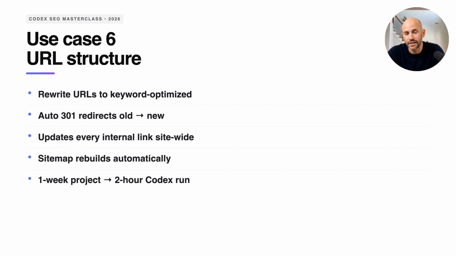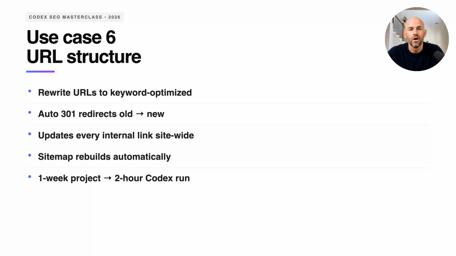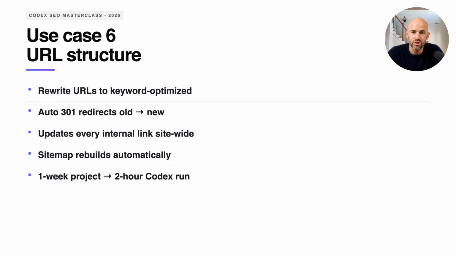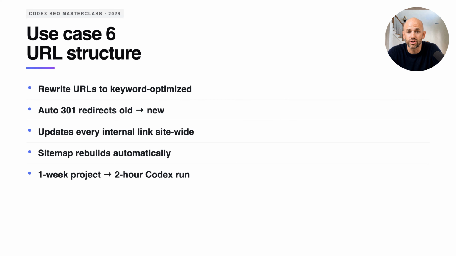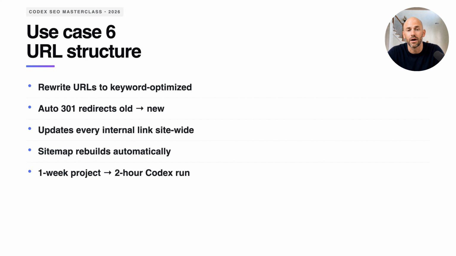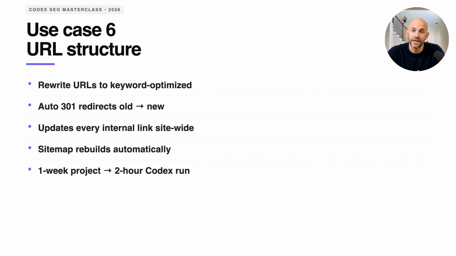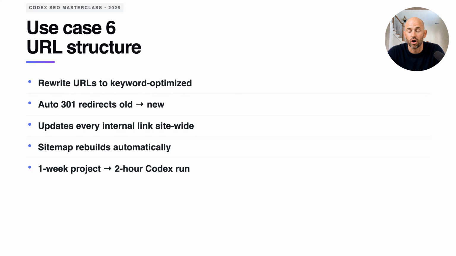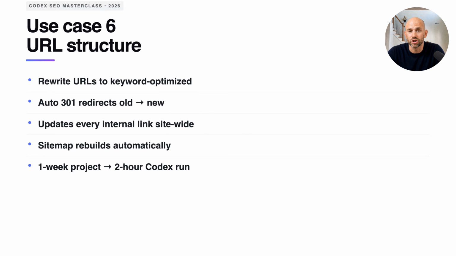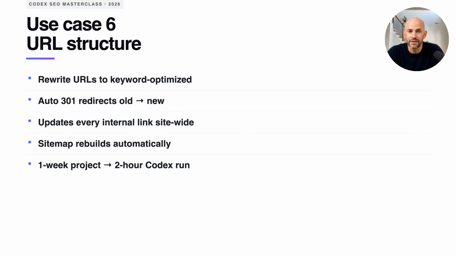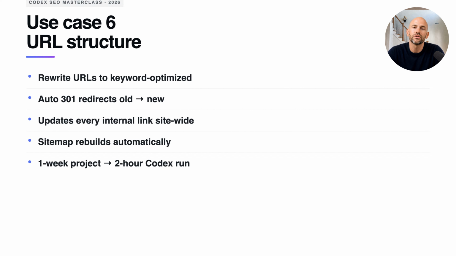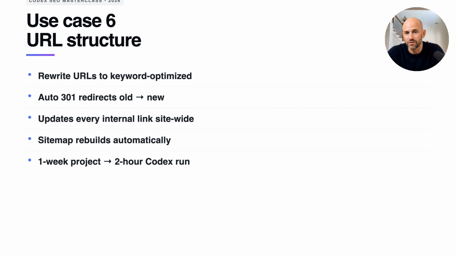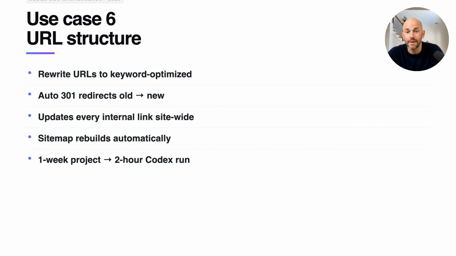Use case 6, URL structure optimization. If your URLs look like yoursite.com/page1 or yoursite.com/services2, Codex can rewrite the entire structure, set up 301 redirects, and update every internal link. Prompt: Audit every URL. For URLs that aren't keyword optimized, suggest new structures with the primary keyword. Implement through routing updates. Set up 301 redirects from old to new URLs. Update all internal links and the sitemap accordingly.